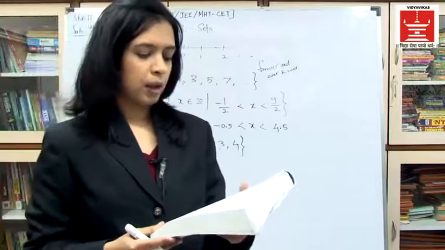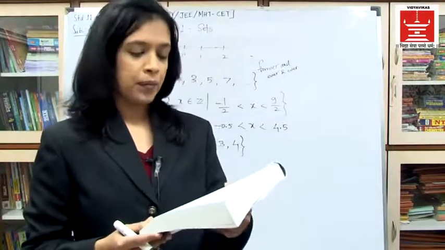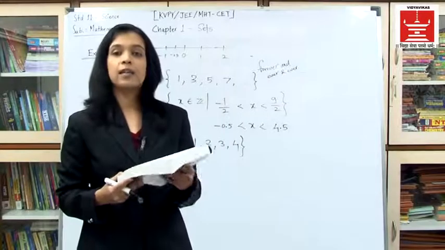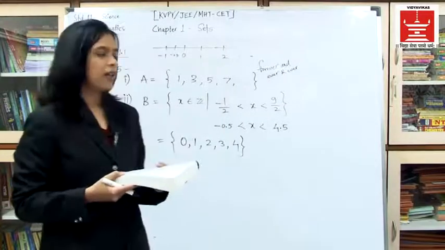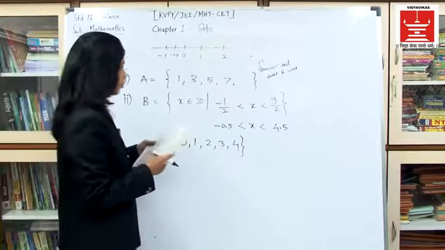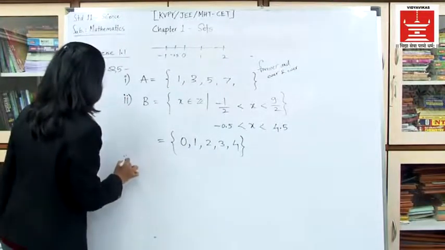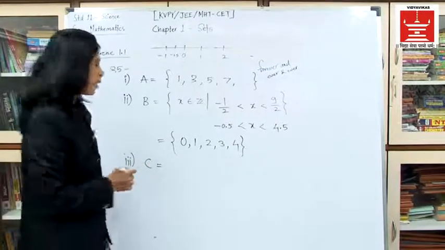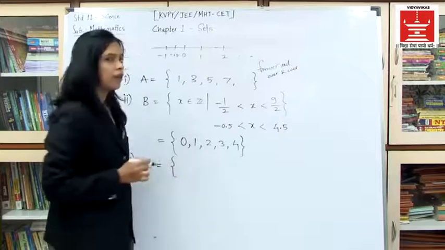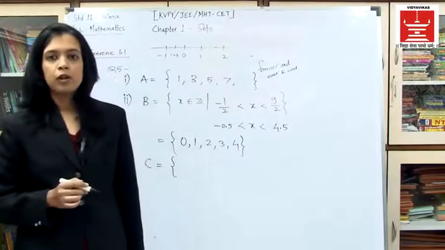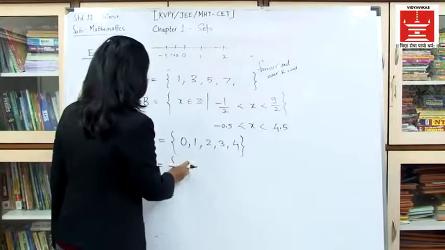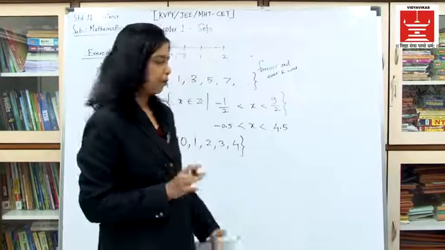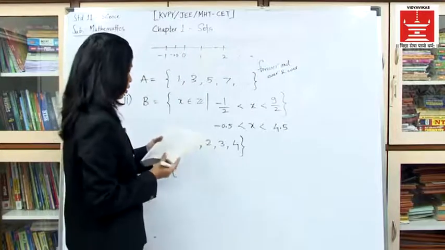Then comes question 3. A set C is given by x is an integer where x square is less than or equal to 4. That means its square is less than or equal to 4. The set C: x is an integer and its square is less than or equal to 4. So we know that squares are always non-negative.